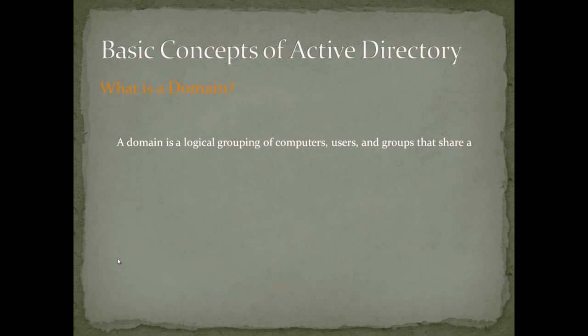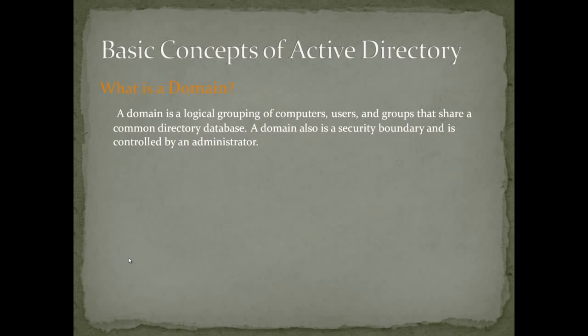And so the basic concepts of Active Directory. What is a domain? Well, a domain is just a logical grouping of all your computers, users, and groups that all share a common directory database. And that is Active Directory. So a directory database is just somewhere they can go. They can search for files, folders, users, groups, printers, whatever. And a domain is also a security boundary, and that is controlled by an administrator.